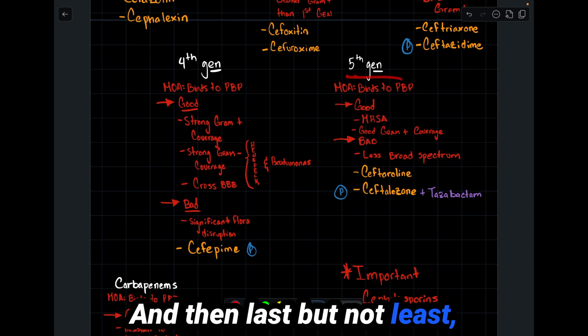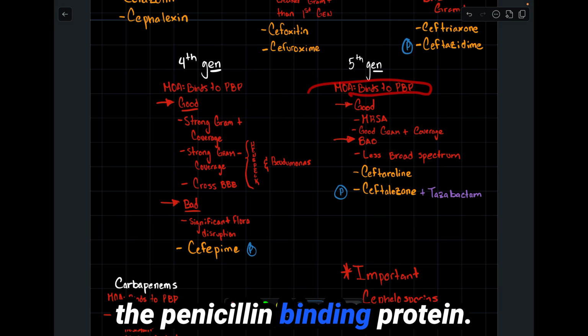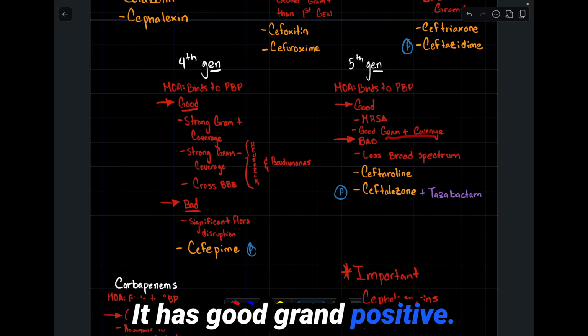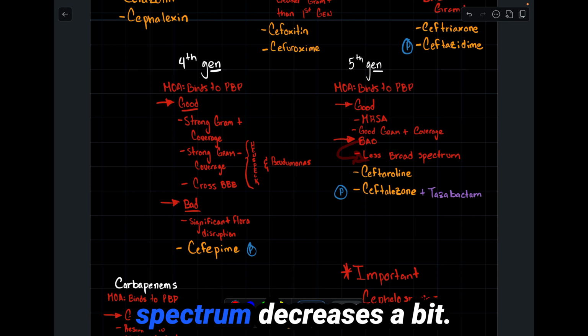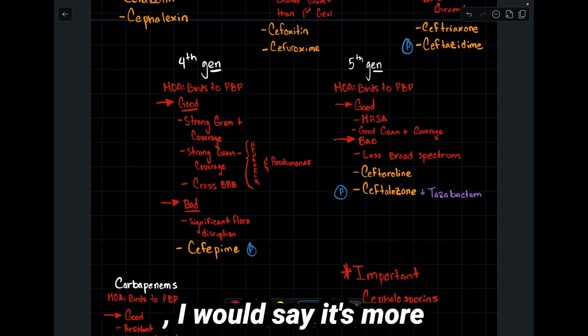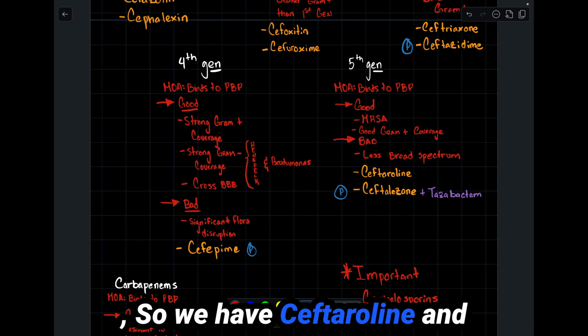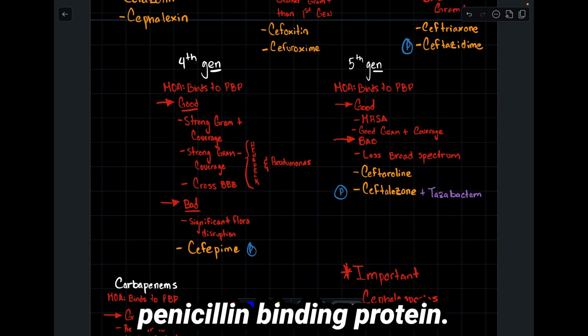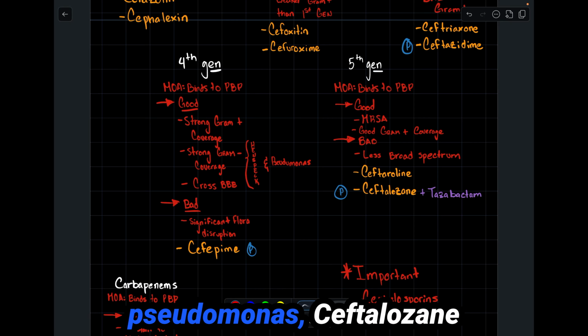And then last but not least, the fifth generation still binds the penicillin binding protein. It's good for MRSA. Fifth generation is really good for MRSA. It has good gram-positive coverage, but here you can see that the spectrum decreases a bit. So it's less broad spectrum. I would say it's more of a targeted therapy. So we have ceftaroline and ceftazidime can bind to that pseudomonal penicillin binding protein. So it's good for pseudomonal.